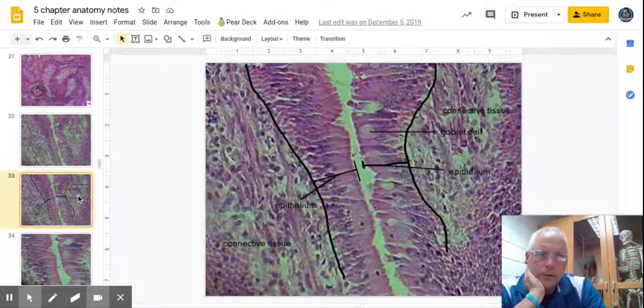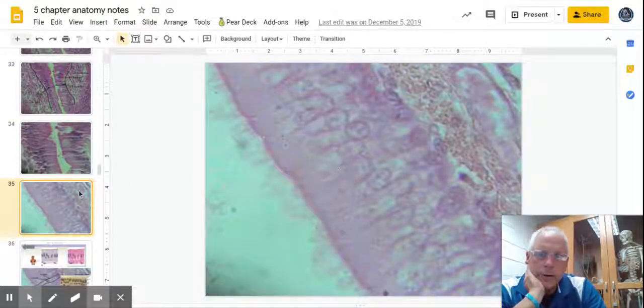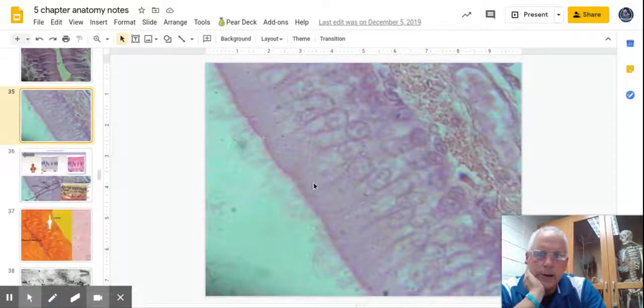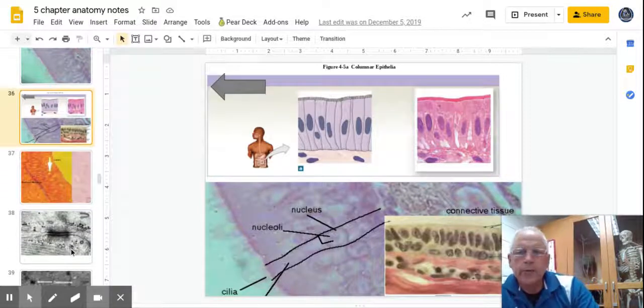Okay. Here's some columnars. You can see tall and skinny. Okay. You can really see it on these two. These are columnar cells. All right. If you outline them, you can see what I'm talking about. Really tall and skinny cells. Okay. So that's kind of what you're looking at with those guys.